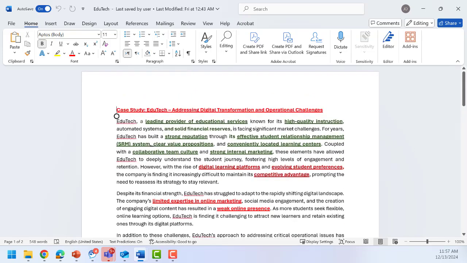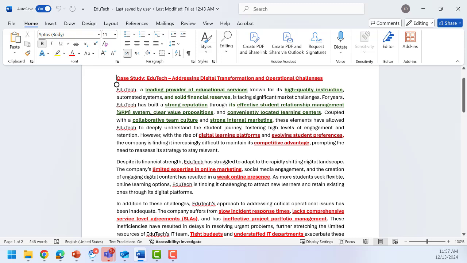But I've listed some of them word by word. Positive words like leading, high quality, solid or strong financial reserves, strong reputation. Those are positive things. Those are, for example, things like a strong collaborative team, strong internal whatever.